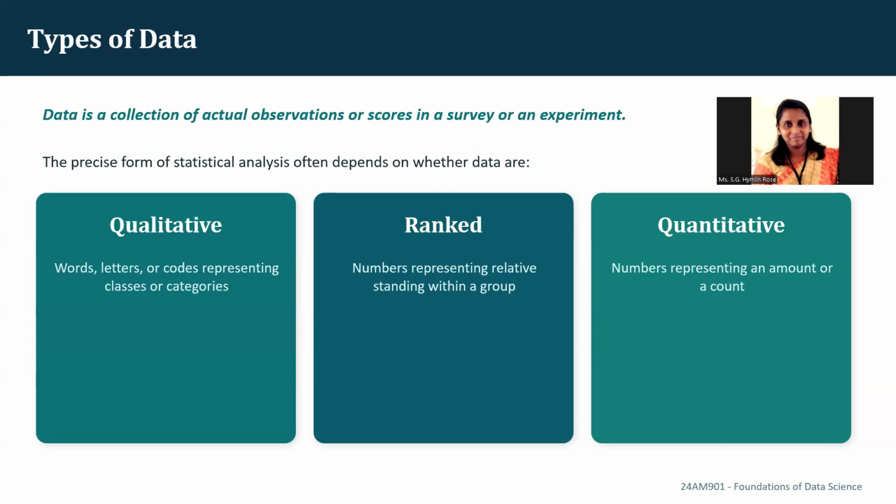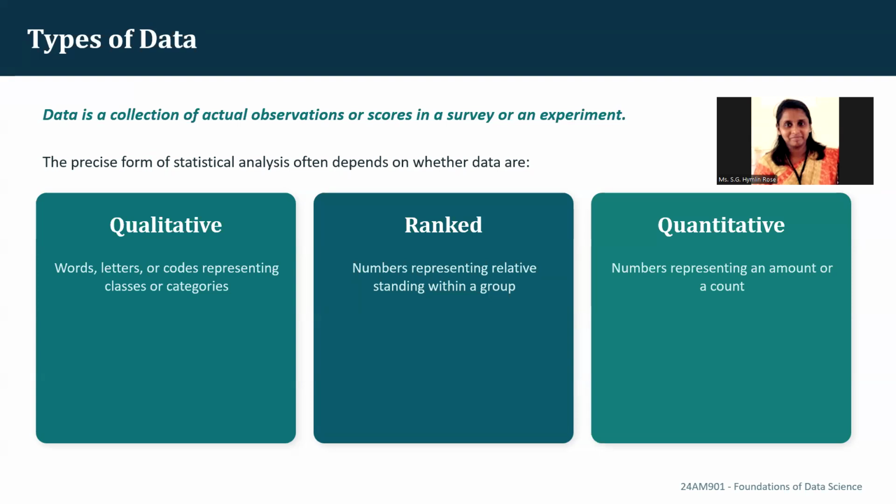Data is a fundamental concept in statistics and data science. It refers to a collection of actual observations or scores gathered through surveys, experiments, or any systematic investigation. So the types of data determine what kind of statistical analytics is most appropriate. The precise form of statistical analysis often depends on whether data are qualitative, ranked, or quantitative.